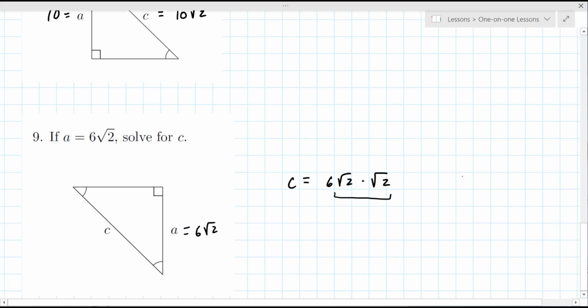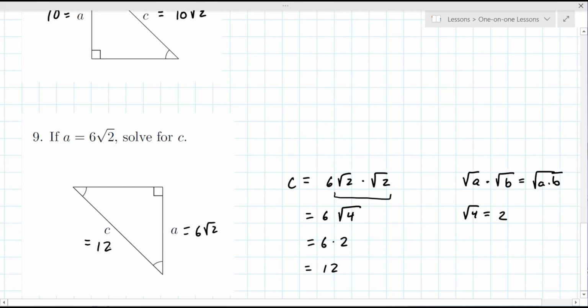I don't think so. Okay, so the square root of a number times the square root of another number equals the square root of the numbers multiplied together but underneath the root. So in this case, it's the square root of 4. Do you know that value? 2. Square root of 4 is 2. I'm sure you've seen that. Okay, so C is 12.